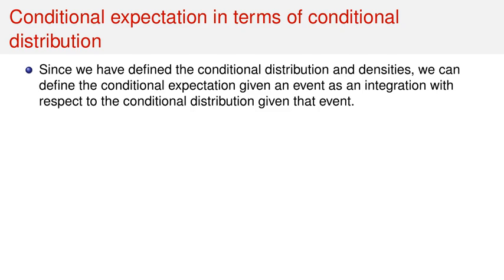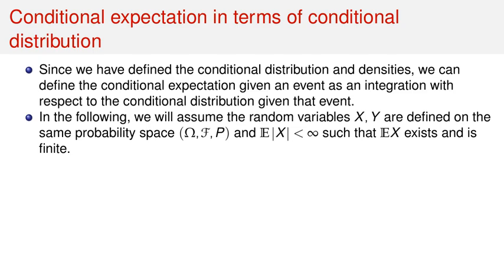Now we can put conditional expectation in terms of these conditional distributions. Since we've defined conditional distributions and densities, we can define conditional expectation given an event as an integration with respect to the conditional distribution given that event. In the following, we'll assume X and Y are on the same probability space and that X is integrable, meaning the expectation of absolute X is finite. So the expectation of X exists and is finite.